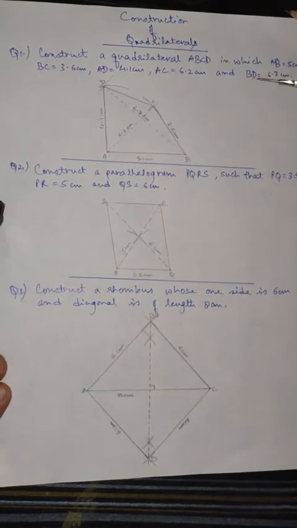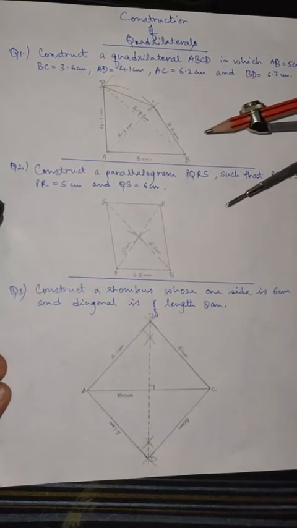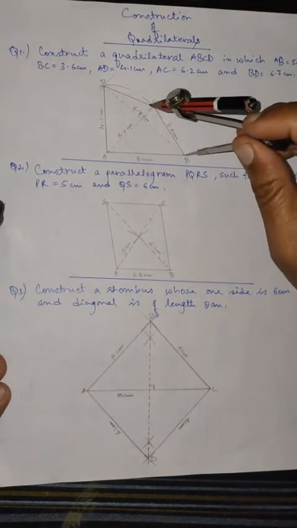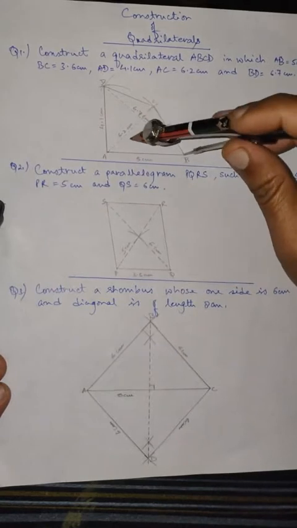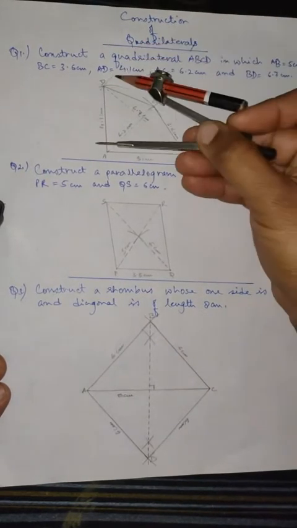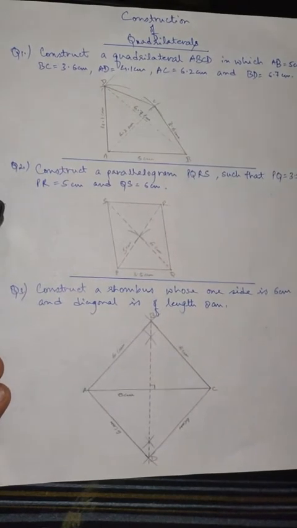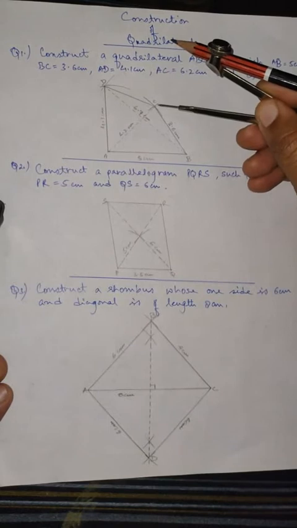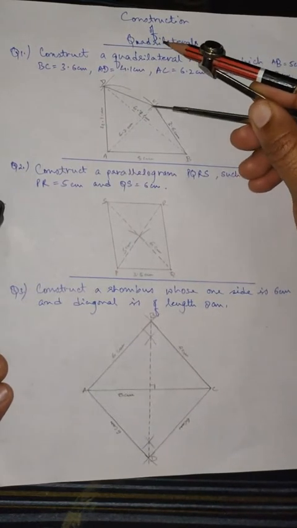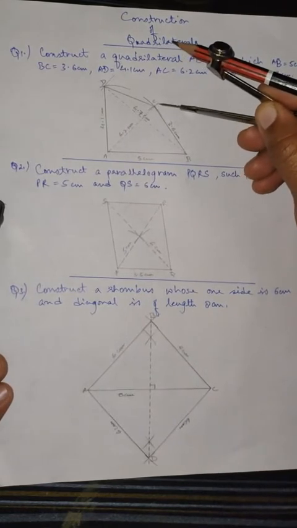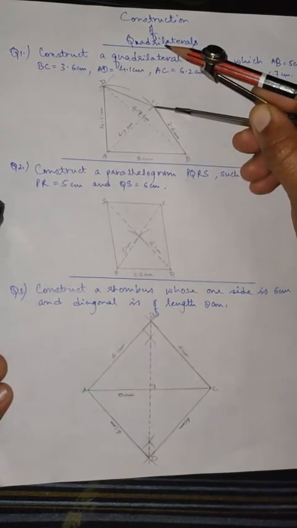Similarly, BD, which is given as 6.7 centimeters, I again measure on the compass, and because this diagonal has the two points B and D, I place the compass at point B and make an arc over here, which is the arc of 6.7 centimeters. So when you place two arcs over here, one arc of 6.2 centimeters, that is this arc, and the other arc of 3.6 centimeters, that is this arc, we get the third vertex C.